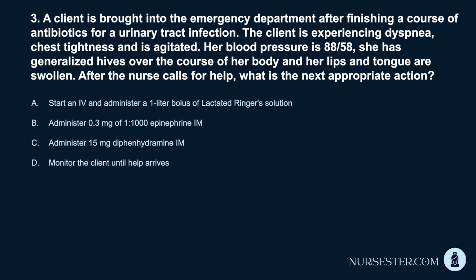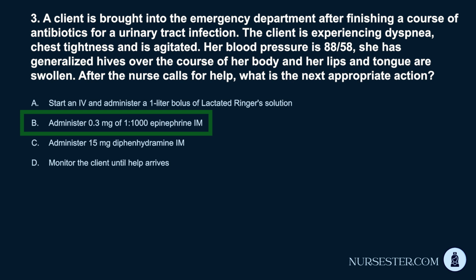3. A client is brought into the emergency department after finishing a course of antibiotics for a urinary tract infection. The client is experiencing dyspnea, chest tightness, and is agitated. Her blood pressure is 88/58. She has generalized hives over the course of her body and her lips and tongue are swollen. After the nurse calls for help, what is the next appropriate action? A. Start an IV and administer a 1-liter bolus of lactated Ringer's solution. B. Administer 0.3 mg of 1:1000 epinephrine IM. C. Administer 15 mg diphenhydramine IM. D. Monitor the client until help arrives.